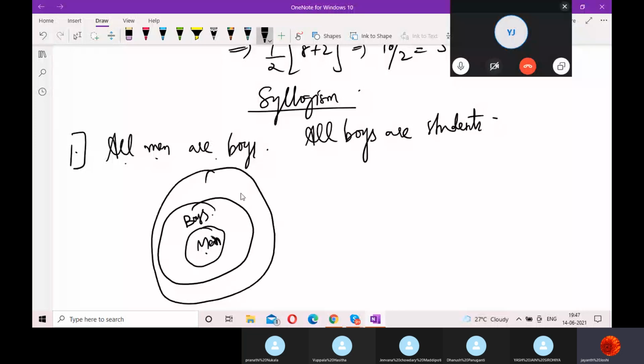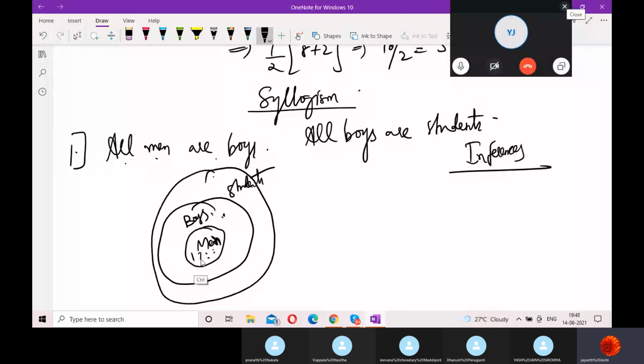One more circle. So all men are boys and all boys are students. So this is the circle which we have made. Now what four conclusions can you derive out of it? If all the men are boys, in this men category, some boys would also be there, correct or wrong? See, all the men here are boys.